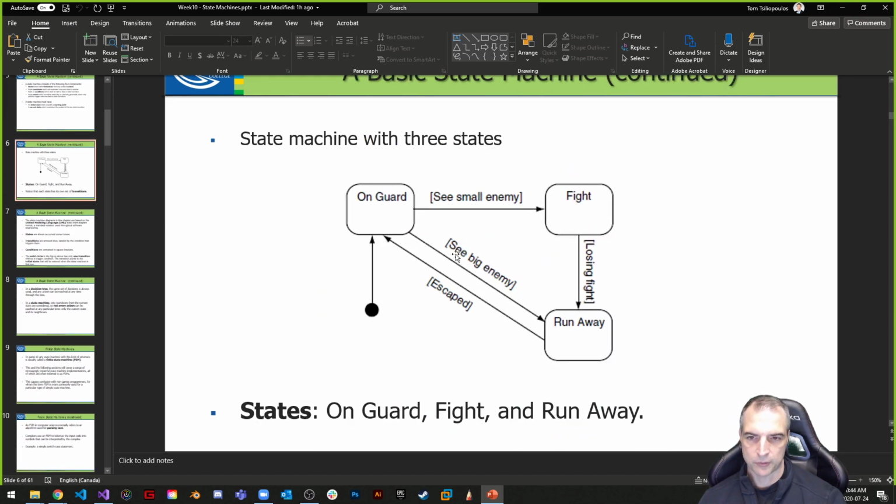I have 2 possible transitions. These are the arrows that I can go to here, 2 transitions. For each transition, I go through and look at the condition. Are the conditions met? If the condition is met to see the small enemy, then I go fight. If the condition is met to see the big enemy, then I run away. Those are the 2 options that I have for these 2 transitions. Okay, pretty straightforward.